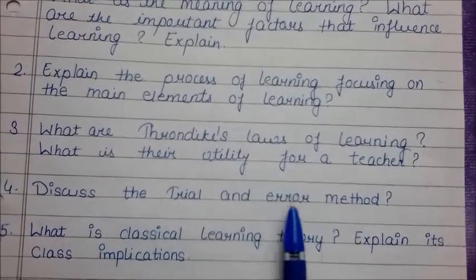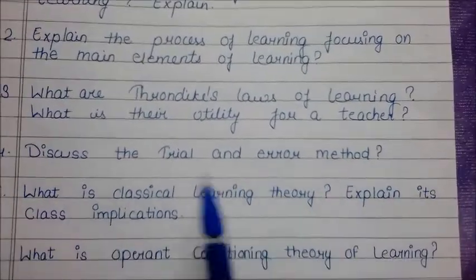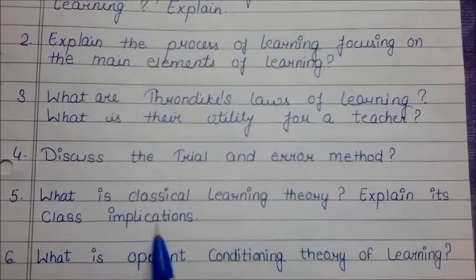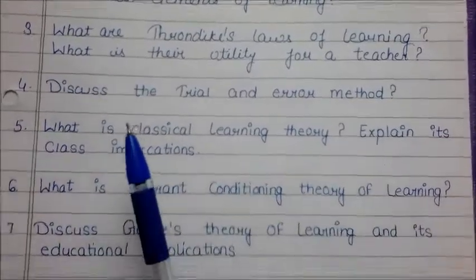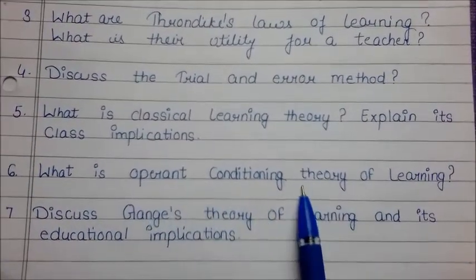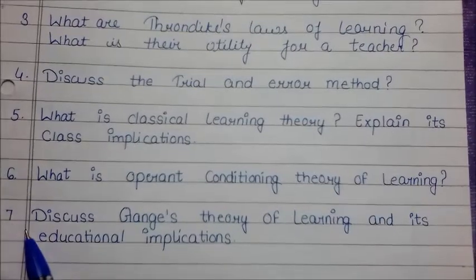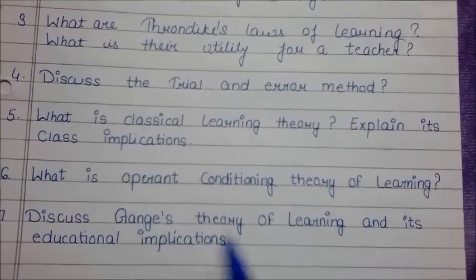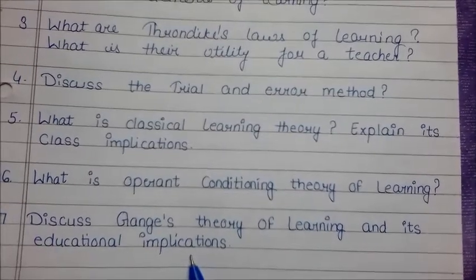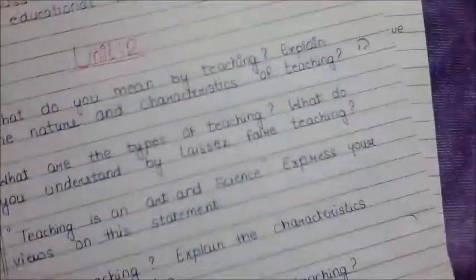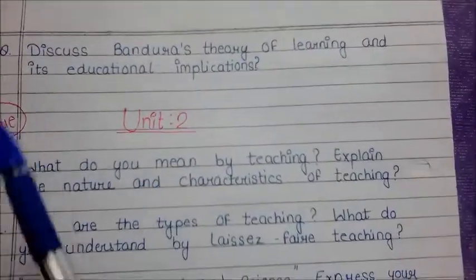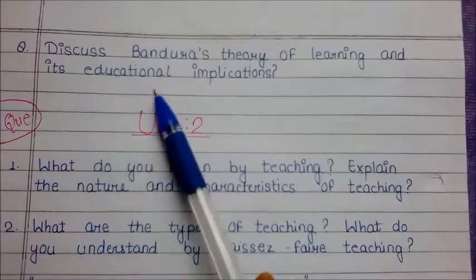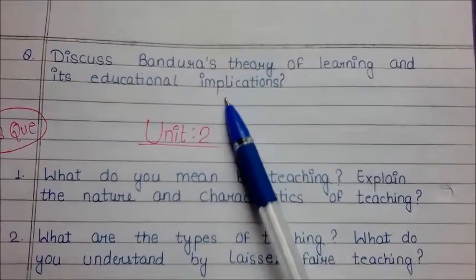Fourth question is, discuss the trial and error method. Fifth question is, what is classical learning theory? Explain its classroom implication. Sixth question is, what is the operant conditioning theory of learning? Seventh, discuss Gagne's theory of learning and its educational implication. Eighth question is, discuss Bandura's theory of learning and its educational implication.